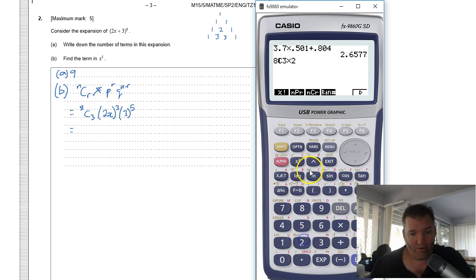Multiplying that by 2 to the power of 3, which we know is 8, and multiplying that by 3 to the power of 5. 3, 9, 27, 81, 243. But we don't need to remember that. We can just do all of that on our calculator. 108,864.